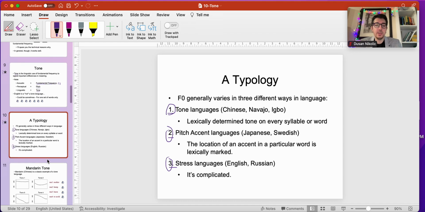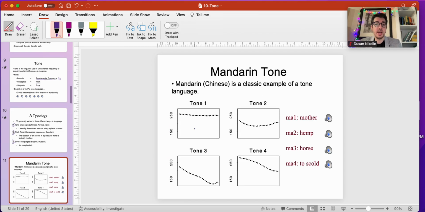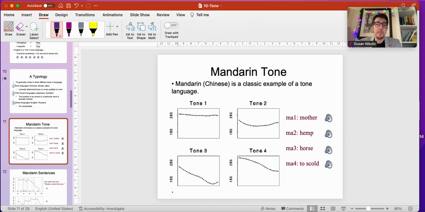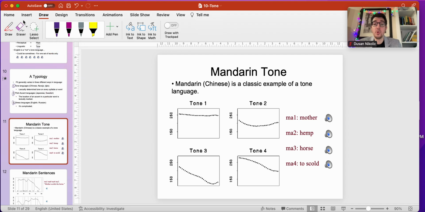All right, now that we know this typology or this typological division between languages, I want to start with Mandarin. Mandarin Chinese is a classic example of a tone language. Mandarin is spoken in the majority of China, I think, although China has lots of dialects as well. So for Mandarin, we have four tones.